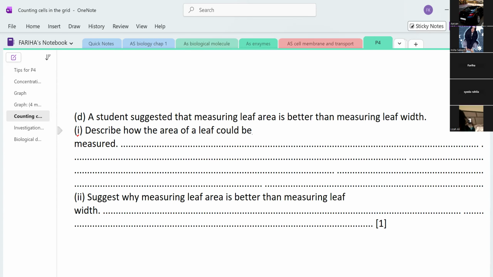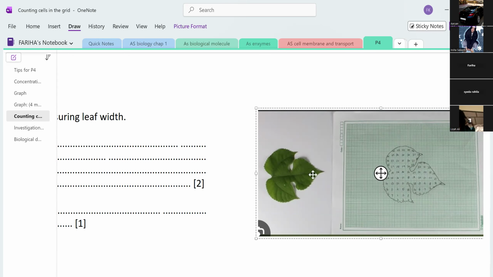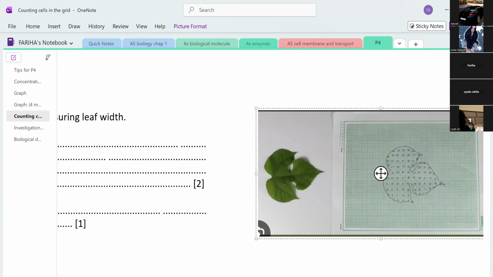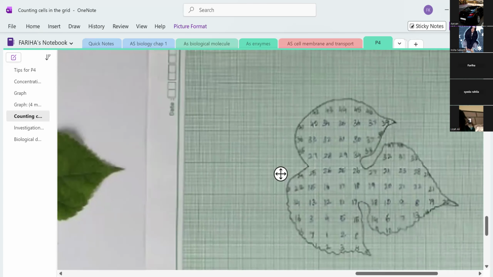Okay. So what we are going to do is take this leaf. Let's suppose we need to find out the area of this leaf. We are going to place this leaf on the grid and sketch its outline and then remove the leaf. Okay. Now how are we going to find out the area of the leaf? We are going to count the number of squares covered by the leaf.